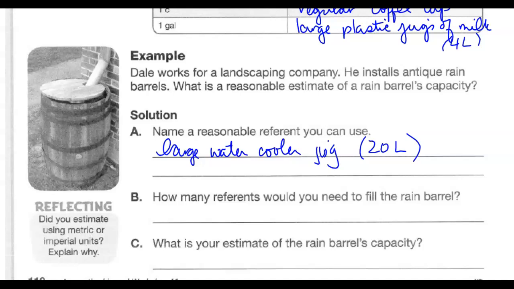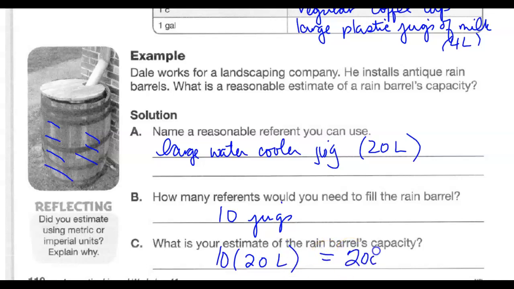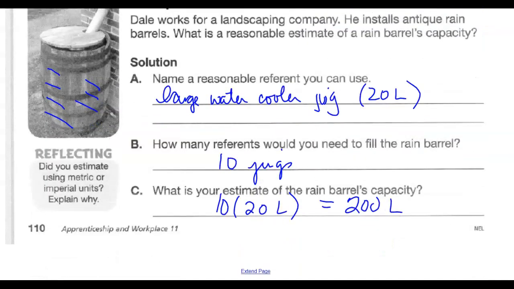So how many references would you need to fill the rain barrel? Well, if you look at that, you're going to have to estimate. I'd say you'd probably, if you put them on their side, probably get 2 along here, and then another 2, 3, maybe 5 by 2, so 10. So that would be 10 times 20 liters would be 200 liters for the rain barrel capacity. Okay.